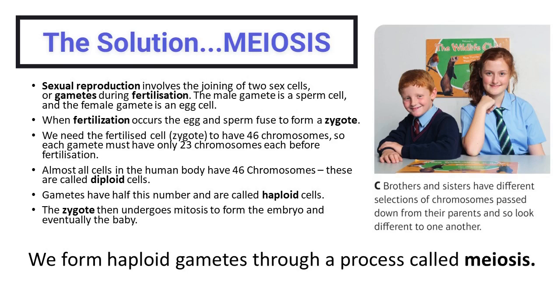Almost every cell in the human body has 46 chromosomes, and these are called diploid cells, which comes from the word double, because they have 46 chromosomes in 23 pairs, one from each pair from each parent. Gametes, sperm cells and egg cells, have half this number and are called haploid cells. Once the two haploid cells, the gametes, the sperm cell and the egg cell, are fertilized together, the zygote then undergoes mitosis to form the embryo and eventually grow into the baby. So, gametes are haploid cells and are formed in the body by a process called meiosis.